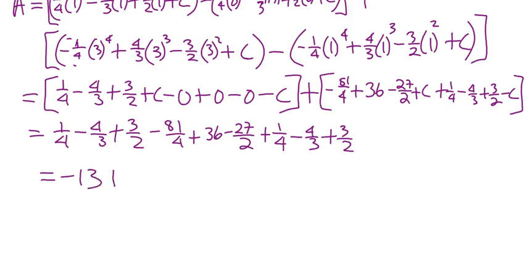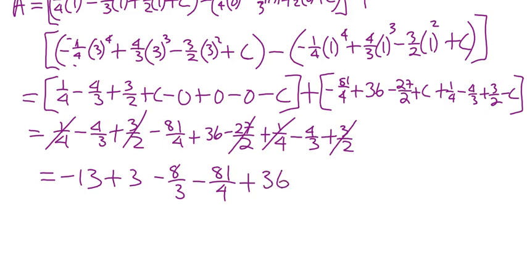3 halves plus 3 halves is 3, so I'm going to go with the plus 3. So right now I've taken the quarters and the halves, so we've dealt with all of them. We now have negative 13 plus 3. Then we've got minus 8 thirds, minus 81 quarters, plus 36. Okay, so let's take our numbers. What's that? 39 minus 13 is going to be 26.